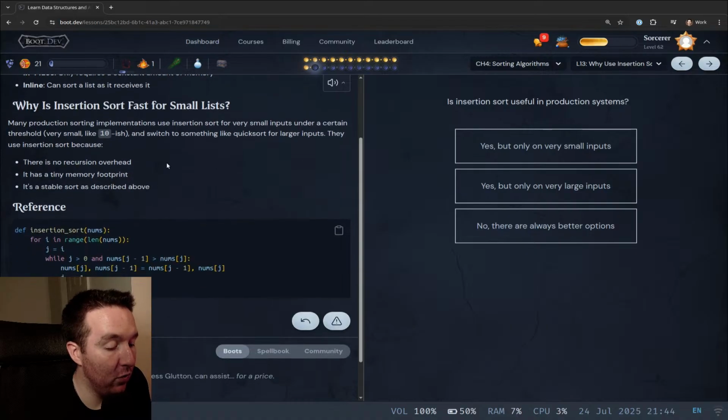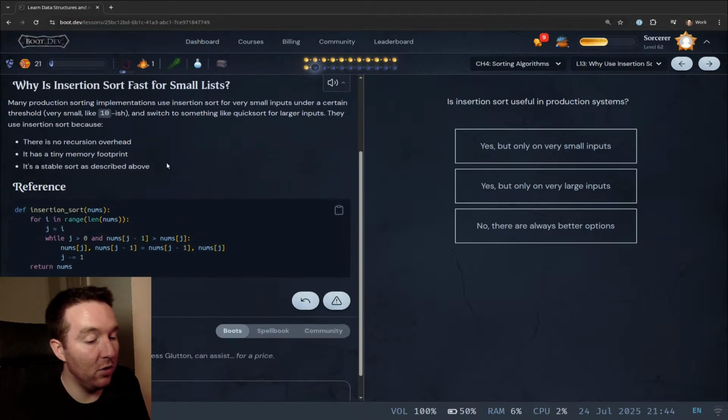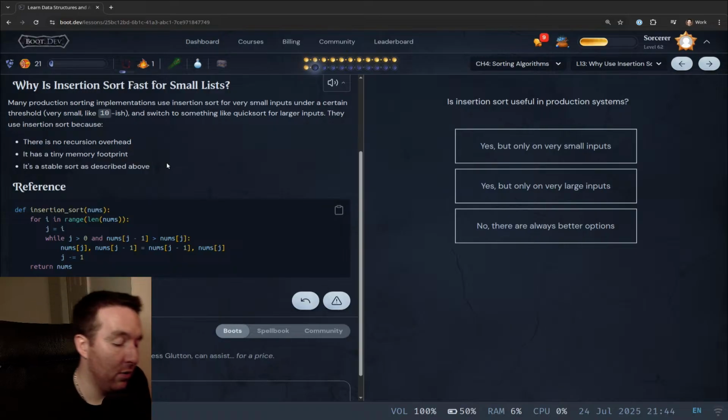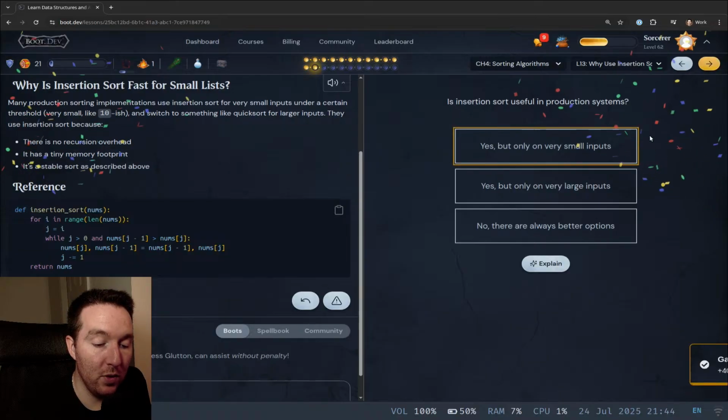Why is insertion sort fast for small lists? Many production sorting implementations use insertion sort for very small inputs under a certain threshold, very small like 10ish, and switch to something like quick sort for large inputs. They use insertion sort because there is no recursion overhead, it has a tiny memory footprint, and it's a stable sort as described above. Is insertion sort useful in production systems? Yes, but only for very small inputs.